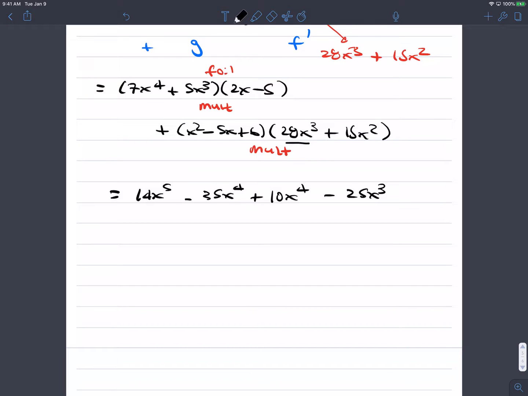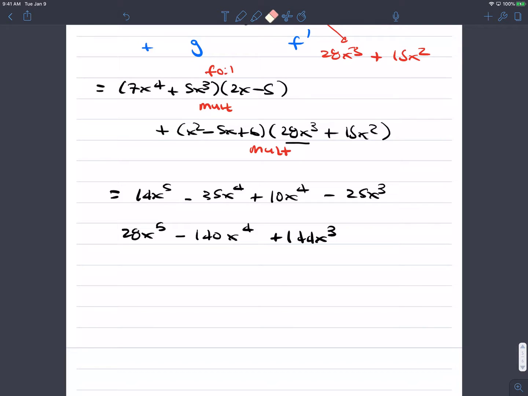We're going to take this 28x cubed and multiply it to all three terms here. So let's be careful. 28x cubed times x squared, we're going to get 28x to the fifth. Now 28 times negative 5 will give us negative 140, and that's x cubed times x, which is x to the fourth. And then 6 times 28 is 120 plus 24, 144. So that'll be 144x to the third power here. Now that's this first term multiplied to everything here.